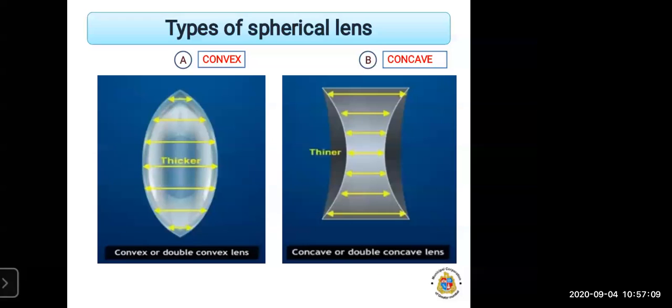Okay. So the lens which is thicker in the center, and edges are thinner, that is convex lens. And where in the center the lens is thinner and the edges are thicker, that is nothing but the concave lens. Okay. So these are the two types of lenses, that is nothing but the spherical lenses. And remember that both the convex lens and the concave lens are part of the sphere.